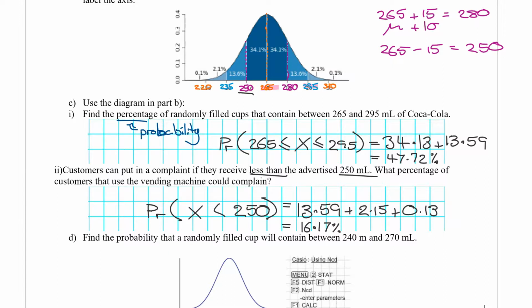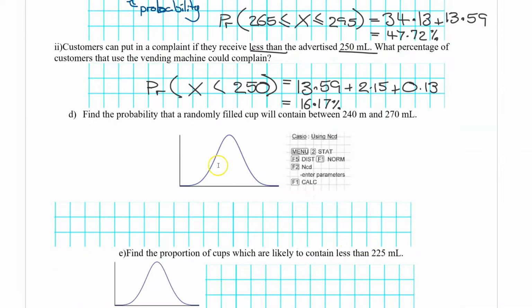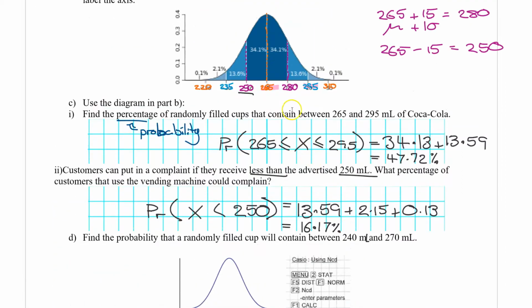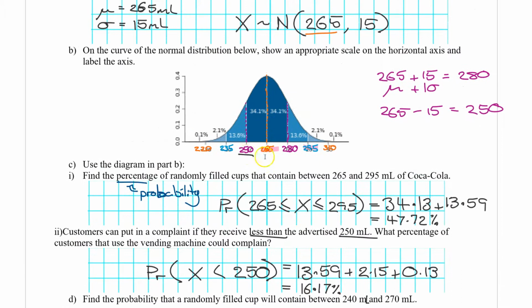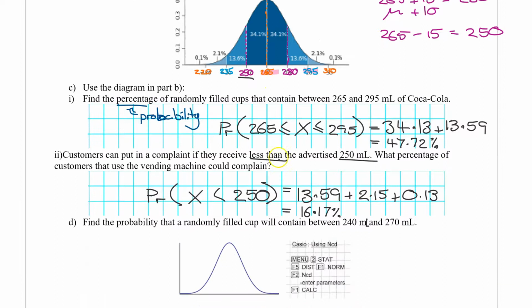Okay, moving down. Find the probability that a randomly filled cup will contain between 240 milliliters and 270 milliliters. Alright, so like before, let's set it out. So we'll go probability 240 less than 270. And this is where we hit a problem. Notice we don't have these values explicitly put on our graph here. So this is where we really need to use our technology. So have a look at this.